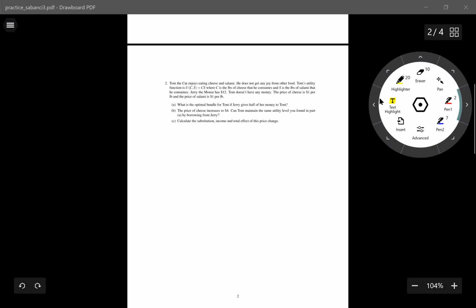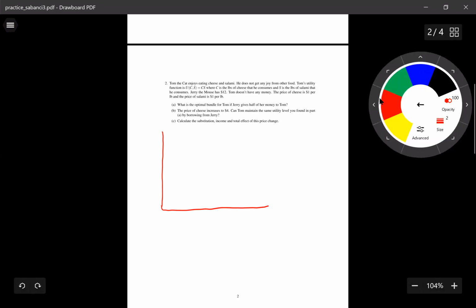So we are now focusing on part C. Let me try to explain part C on the graph. We have an initial budget line. Since we have an income of 6, the initial budget line intersects the vertical axis and the horizontal axis at point 6. This is our initial budget line.